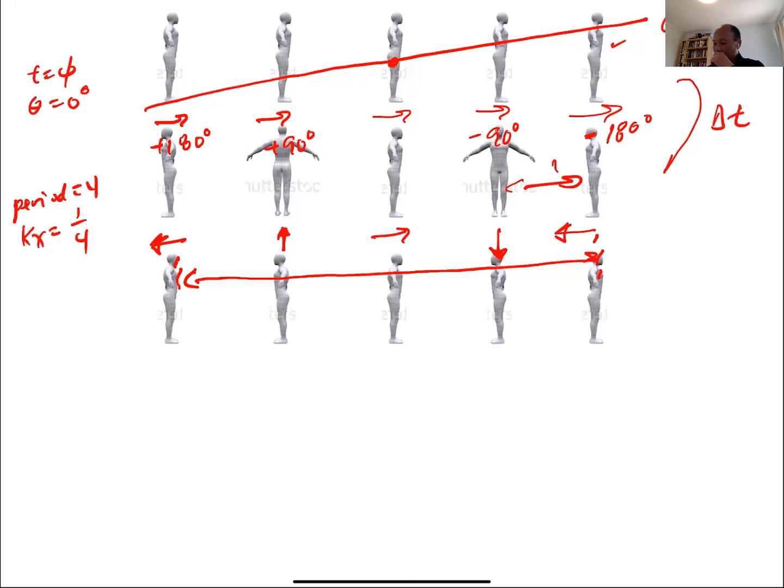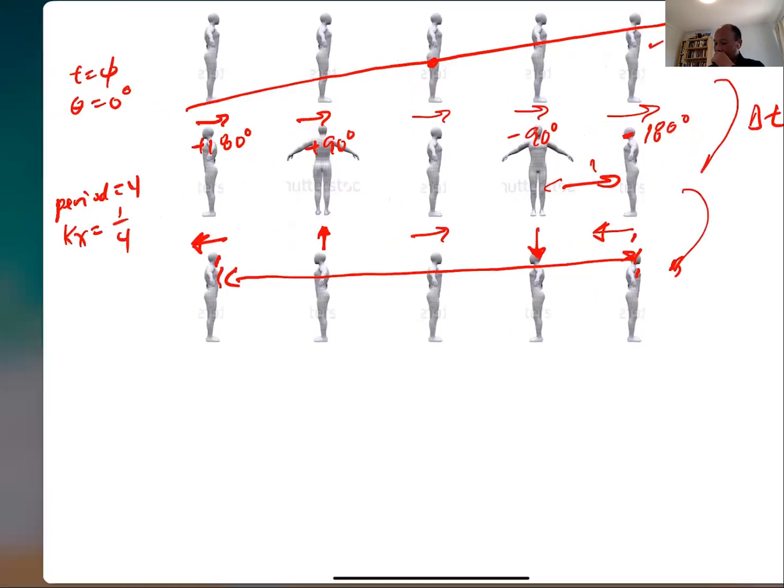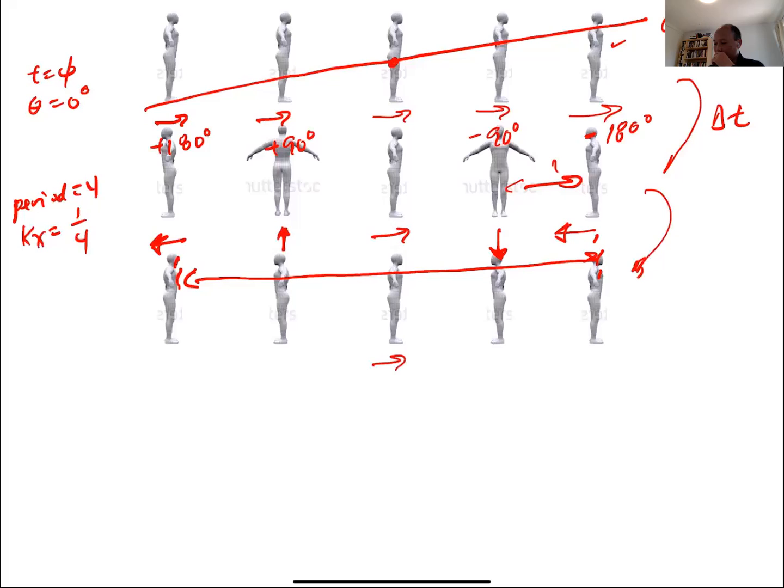We go one more time step here, and now the spins are pointing like this. You see now the spatial period has gone down to 2, and so this would be a kx of 1/2.